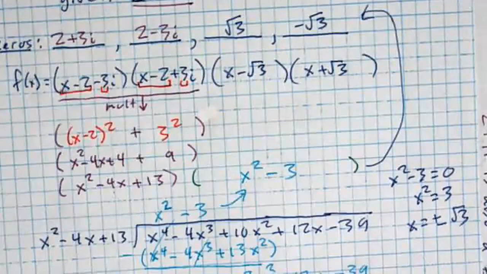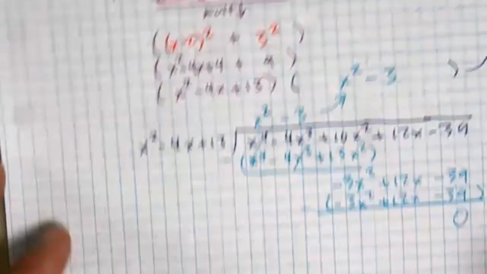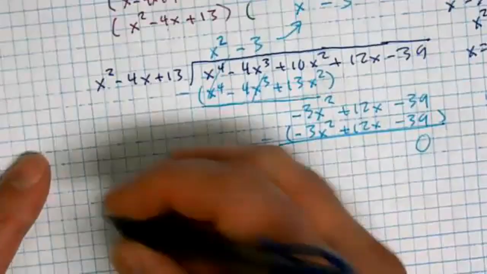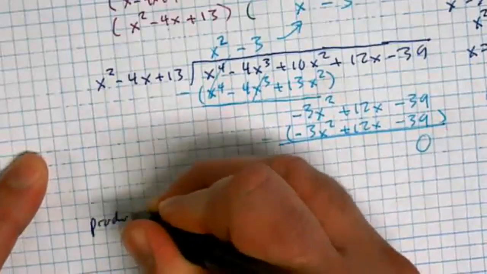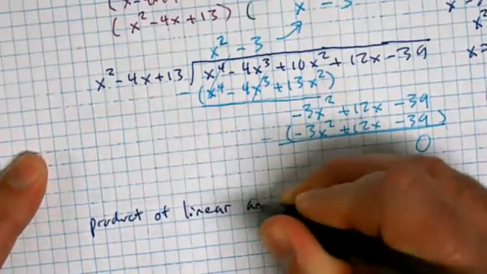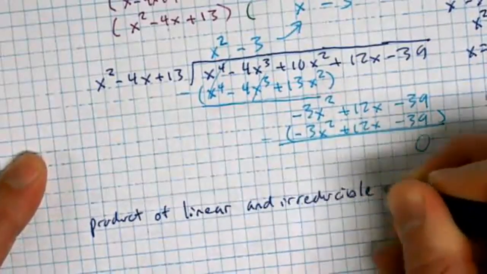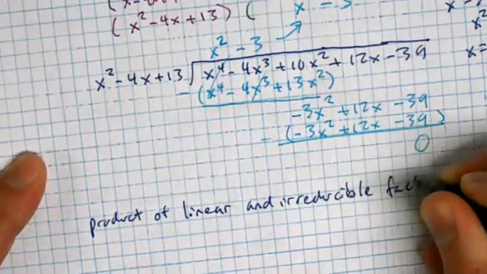By the way, they asked us in these instructions to write a linear factorization. I want to write what our answer would be if instead they had asked for a product of linear and irreducible factors.